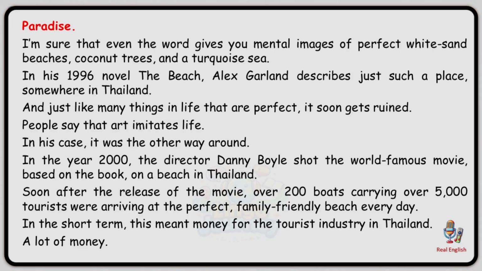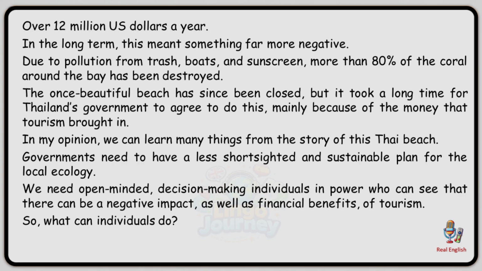In the year 2000, the director Danny Boyle shot the world-famous movie based on the book, On a Beach in Thailand. Soon after the release of the movie, over 200 boats carrying over 5,000 tourists were arriving at the perfect, family-friendly beach every day. In the short term, this meant money for the tourist industry in Thailand. A lot of money. Over $12 million a year. In the long term, this meant something far more negative.